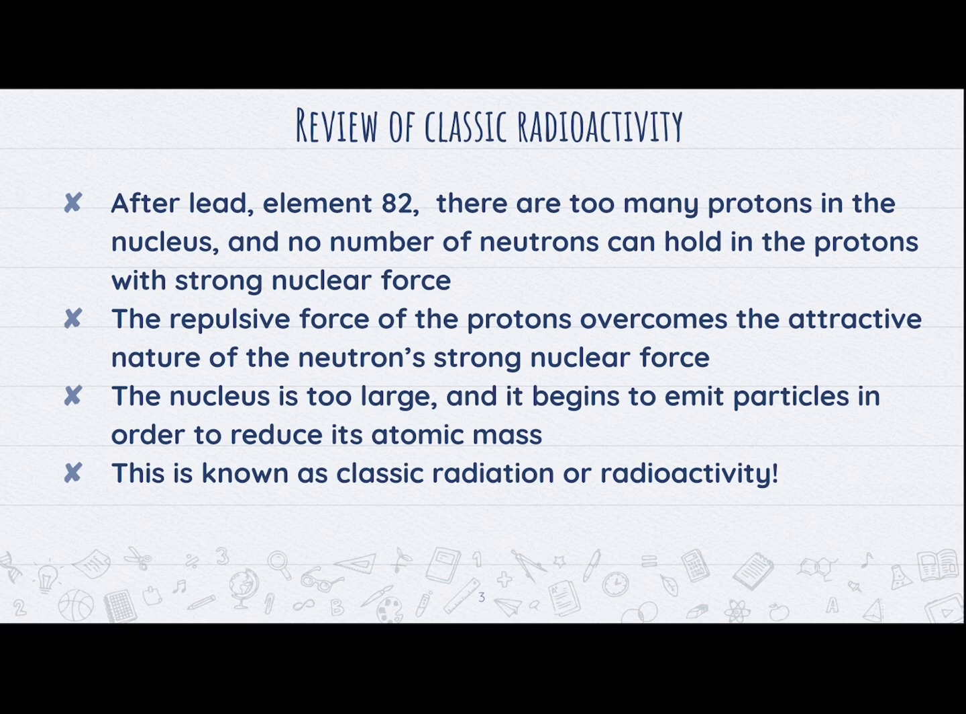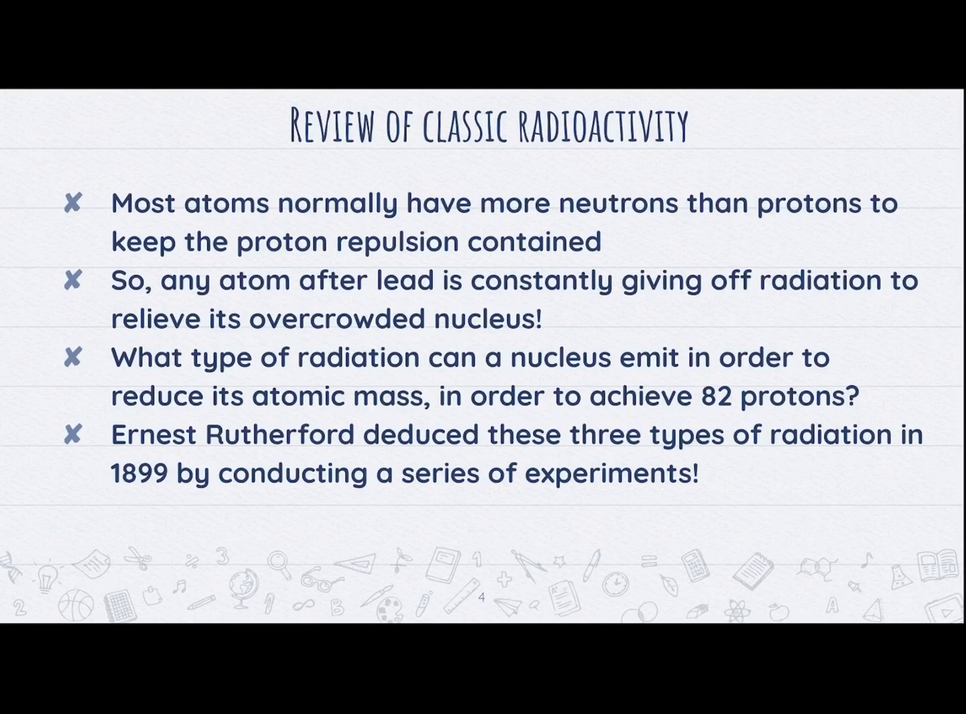Okay, so let's review a little bit. After element 82, which is lead, there's too many protons in the nucleus, so no number of neutrons can hold the protons because of the strong nuclear force. The repulsive force of the protons overcomes the attractive nature of the neutrons' strong nuclear force. The nucleus is too large. It begins to emit particles in order to reduce its atomic mass. That's called radiation or radioactivity.